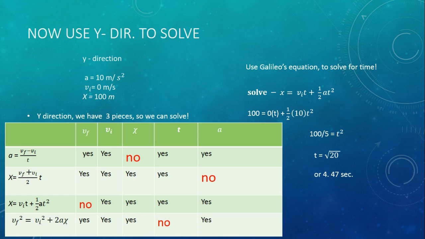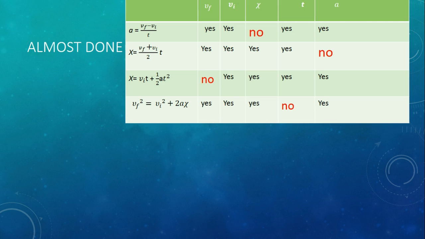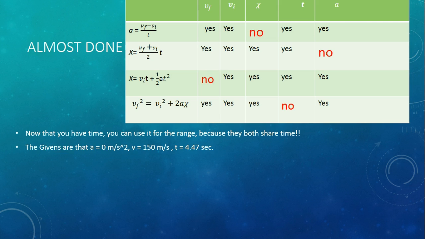So that is the time the projectile, or the ball, takes to hit the floor. So now that we know time, we are almost done. Now that we have time, you can find the range because they both share that one important piece, time. So the givens for the x direction are that the acceleration is 0 meters per second squared, initial velocity is 150 meters per second, and time is 4.47 seconds. So using this, we want to find x.